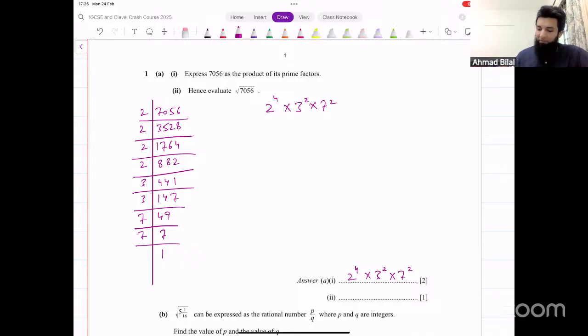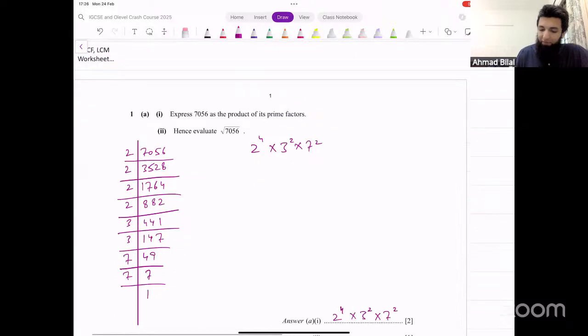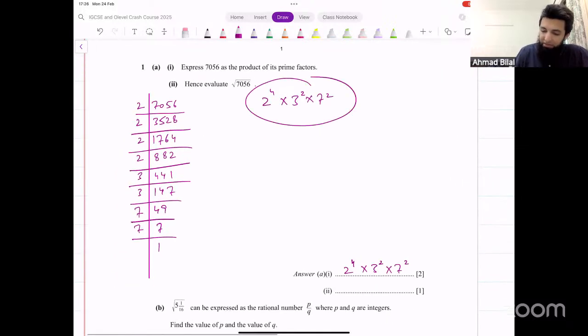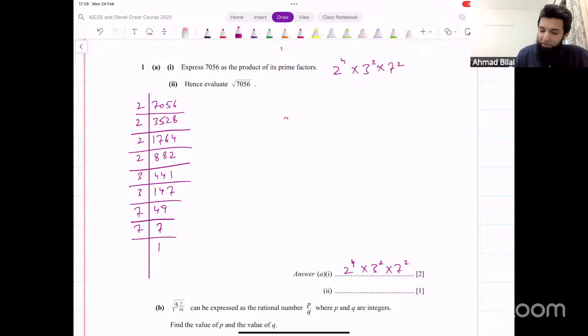Okay, now that we have done that, they want us to evaluate this. Now, what does that mean? We can write 7056 as this, right? We have done that in the first part. Now, if we had to find the square root of this, we can say it means 2 raised to power 4 times 3 squared times 7 squared. Square root means power 1 over 2, right?